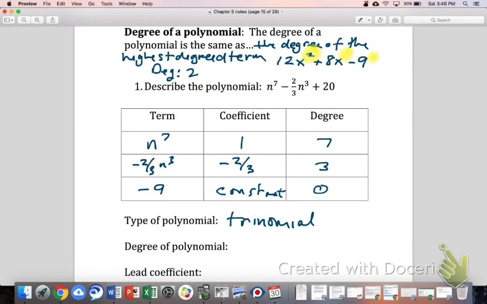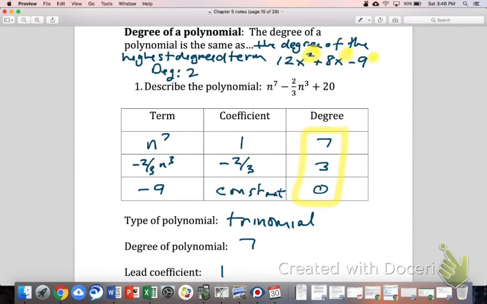Degree of the polynomial, well, the 3 degrees are over here, 7, 3, and 0. The degree of the polynomial is the same as the highest degreed term. That would be 7. And lastly, the lead coefficient would be the coefficient on that highest degreed term, and that was a 1.